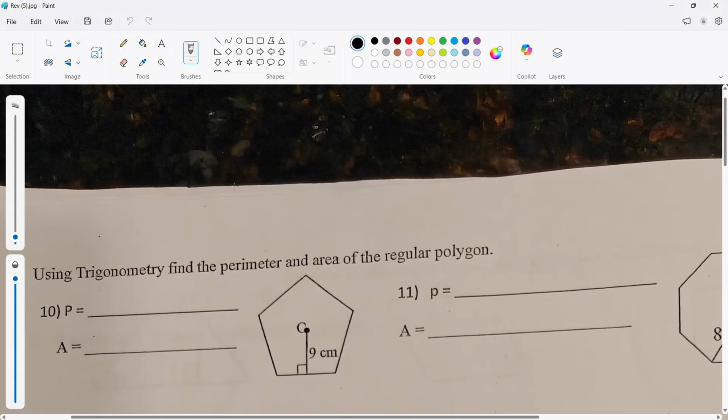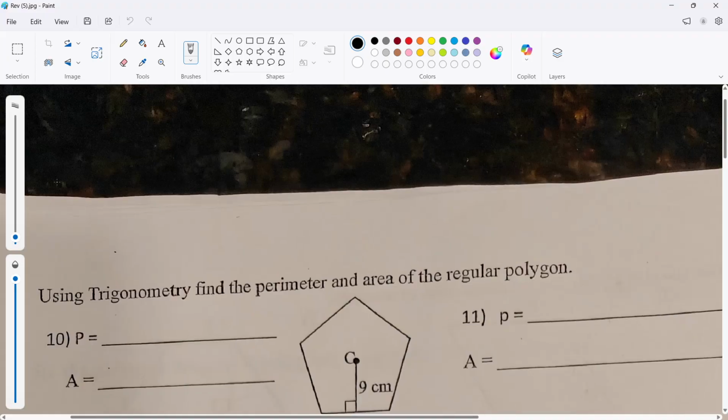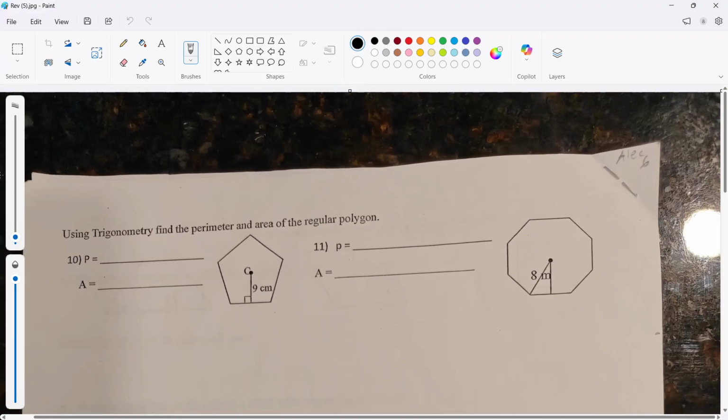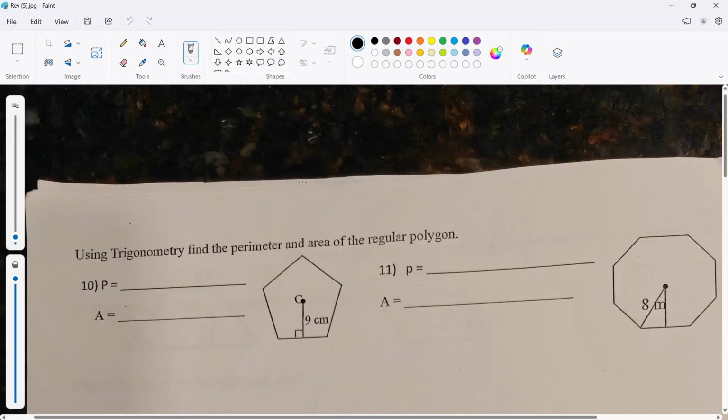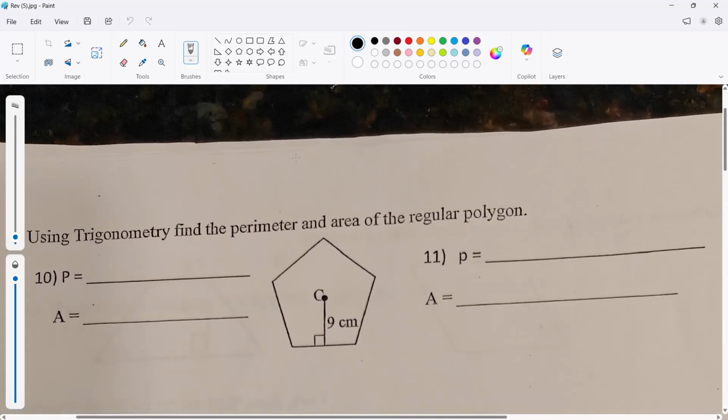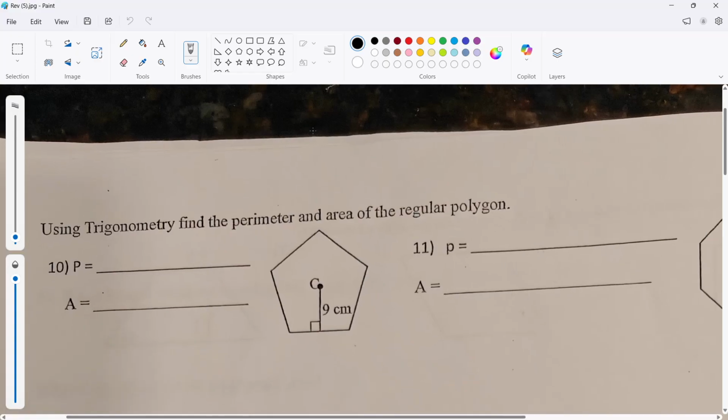This is area and perimeter and all kinds of scaling. It's a review for a geometry test, but perimeter, area, scaling of geometric figures. Use trigonometry, find the perimeter and area of a regular polygon.